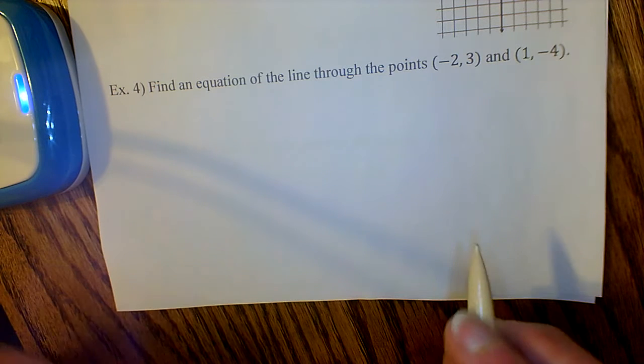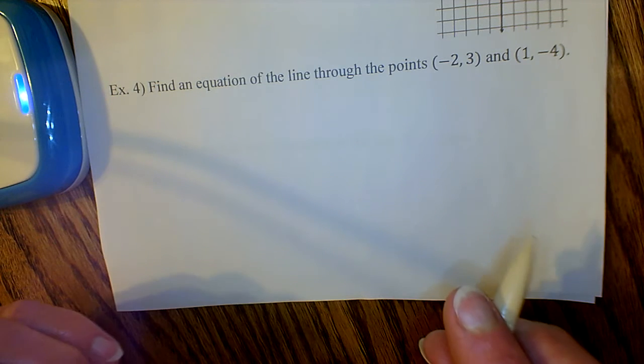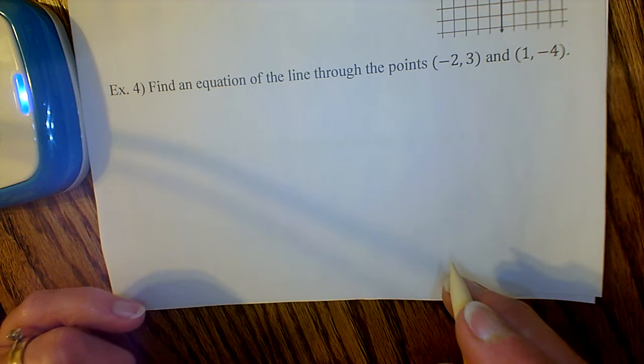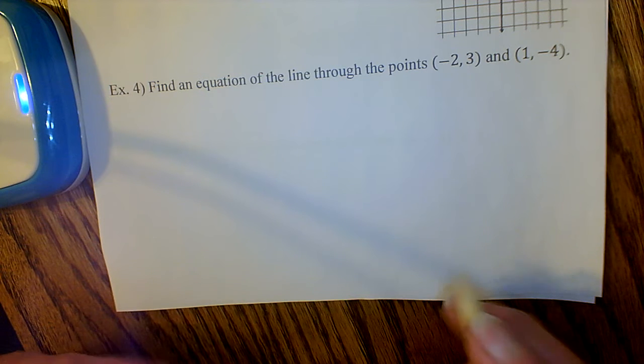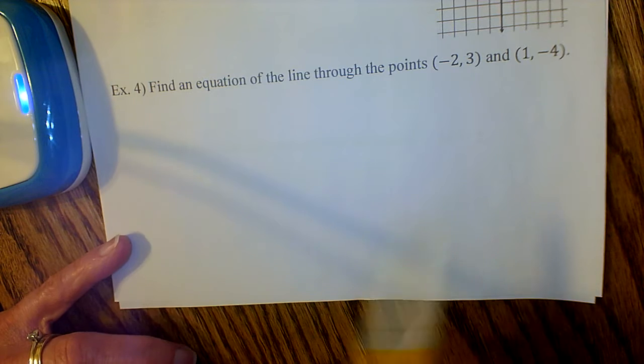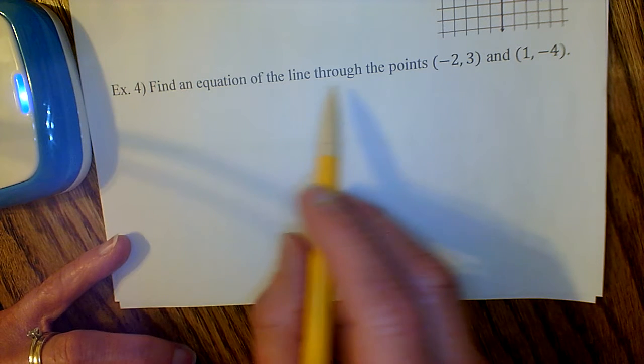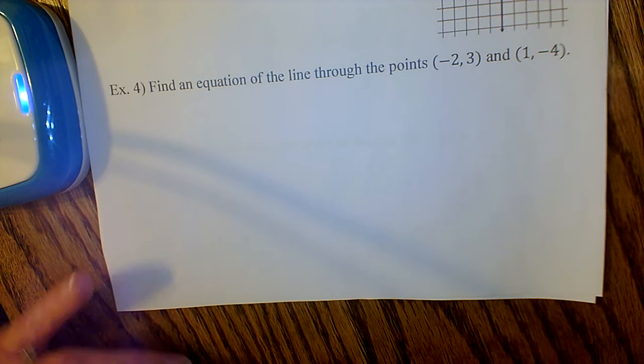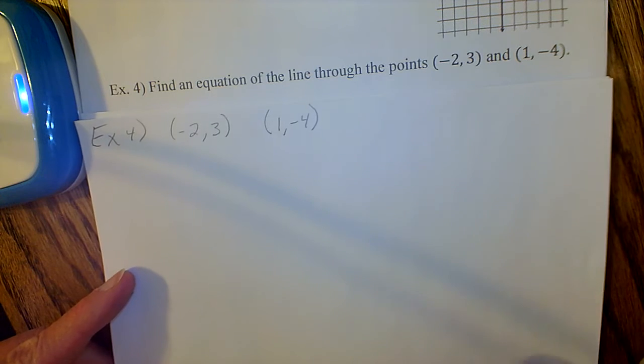Okay, we're going to continue with lesson 1, chapter 1, lesson 10. And this is our lesson on lines. We've talked about the point-slope form of an equation of a line. And now we want to use that to find an equation of the line through the points (-2, 3) and (1, -4). So here are our 2 points.